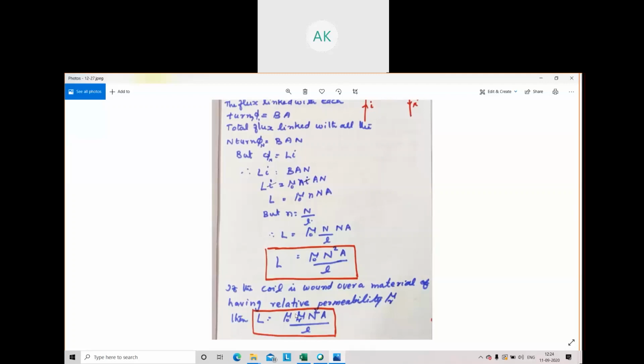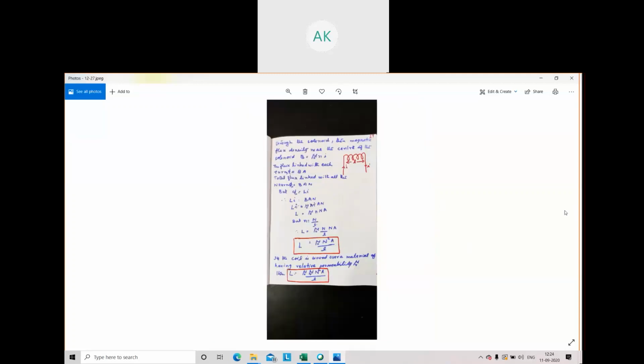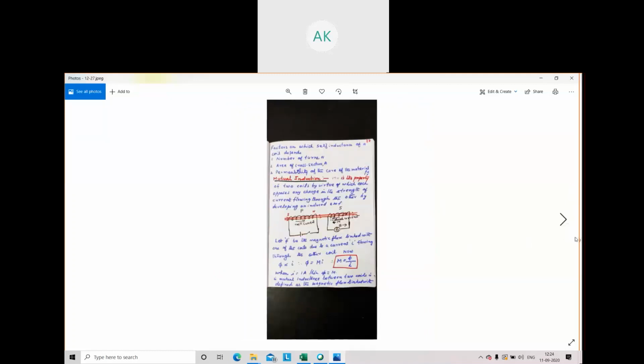Permeability of different materials will be different. So the self-inductance of a solenoid expression is very important. All of you have to write and study it. Remember always the final expression by heart: mu 0 n square A by L.